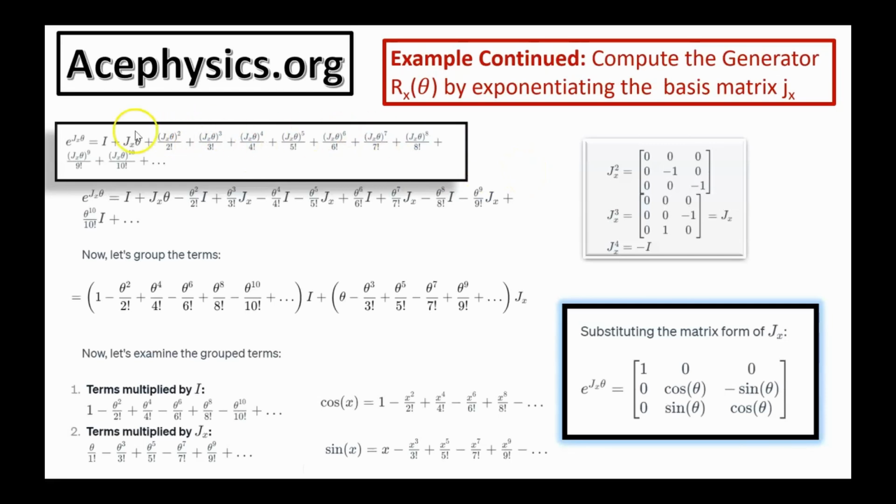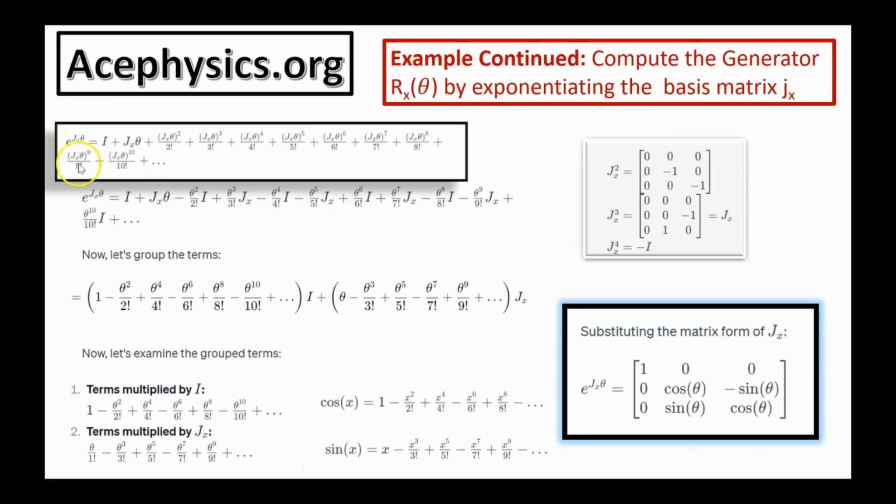Now in this particular case, the first term is the identity. The second term, Jx theta, is Jx theta. The third term has a Jx squared theta squared term in there. We know Jx squared is equal to negative the identity matrix. So this term is negative theta squared over 2 factorial times the identity matrix. The next term has a Jx cubed in it, but we know that Jx cubed is just negative Jx. So this term is negative theta cubed over 3 factorial times Jx. Here we have a Jx to the fourth, which is equal to I, Jx to the fifth, which is Jx, and so on.